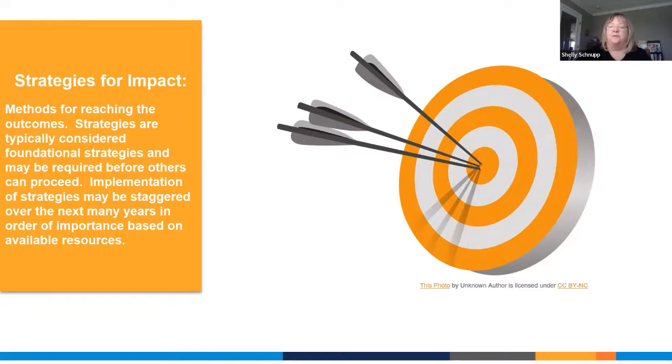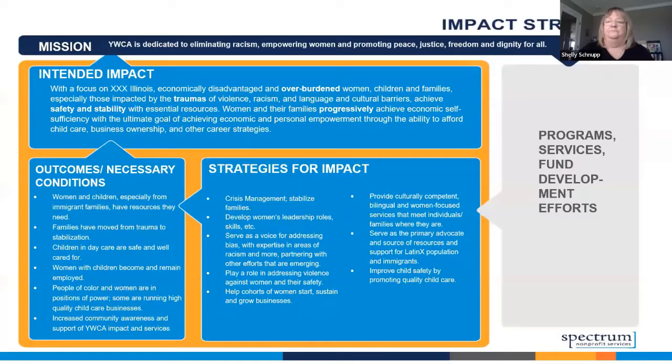So in this example, we'll see those general approaches or those strategies for impact needed to achieve the organization's outcomes toward impact. Again, these strategies are broader than individual programs. They actually provide direction for programming.